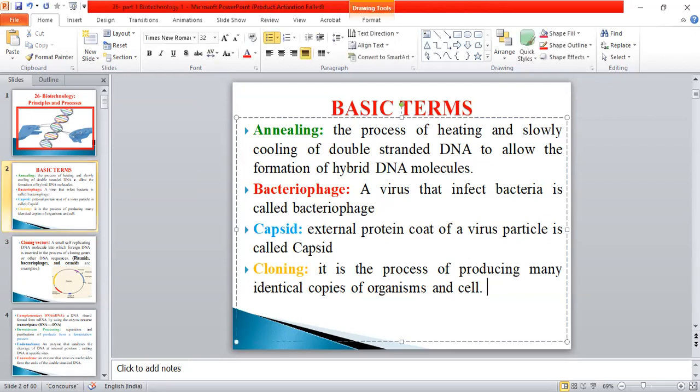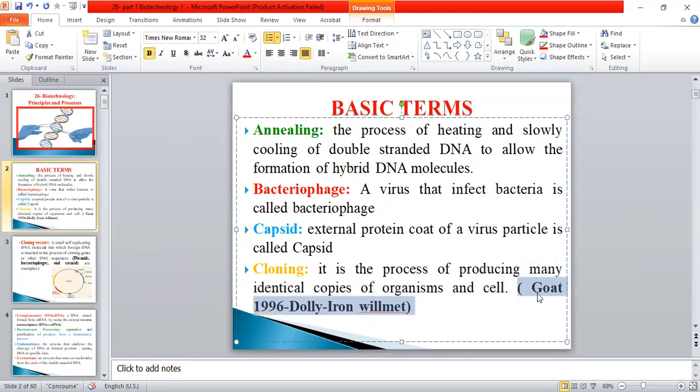Cloning is one of the processes of producing many identical copies of an organism and cell. An example is Dolly, in the year 1996. It was done by Ian Wilmut. Dolly is a sheep. Don't forget. What is the name of the scientist? Ian Wilmut. This is very, very important, my dear students. Cloning is one of the methods. This is also very, very important.